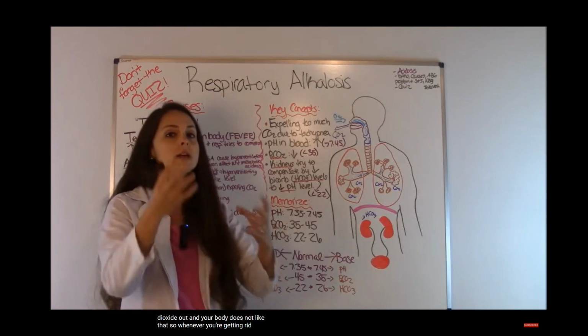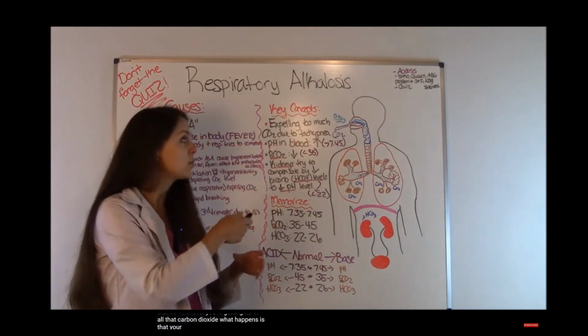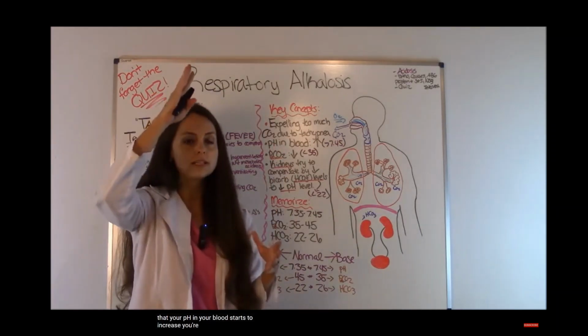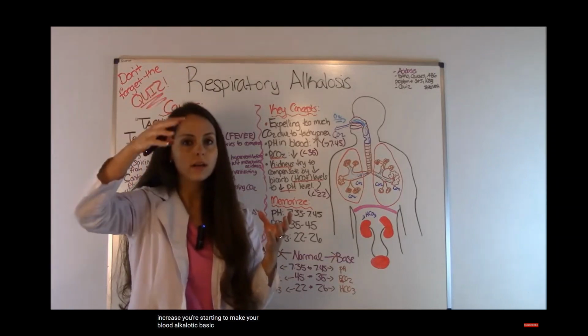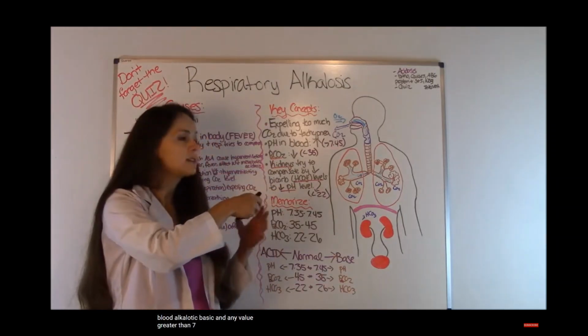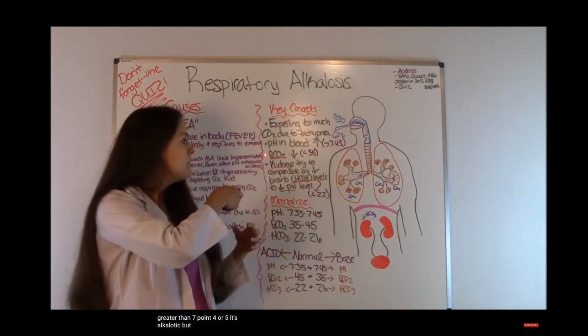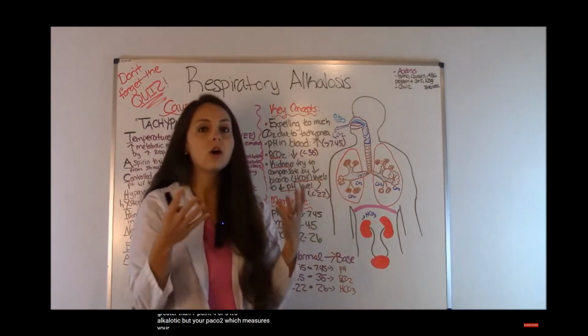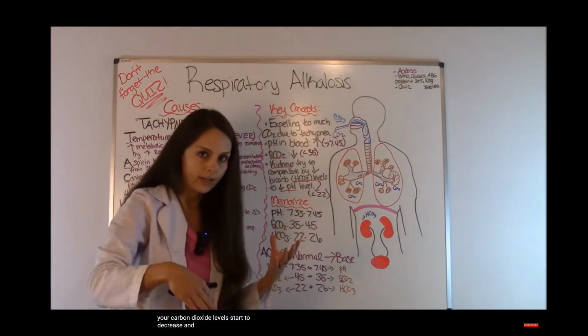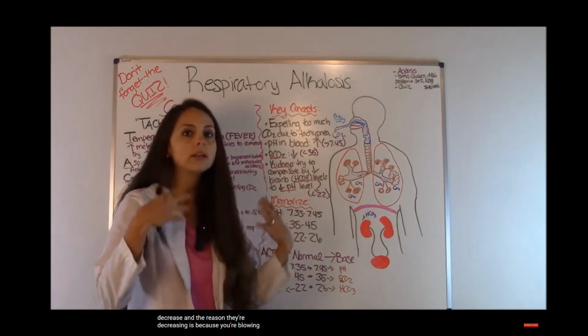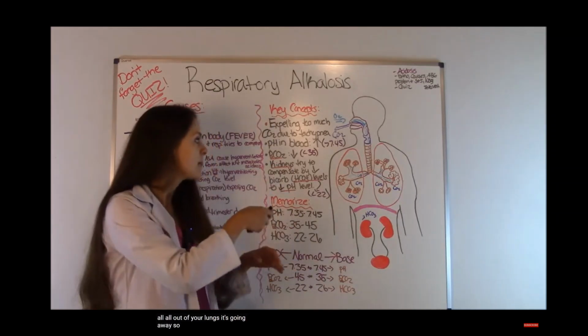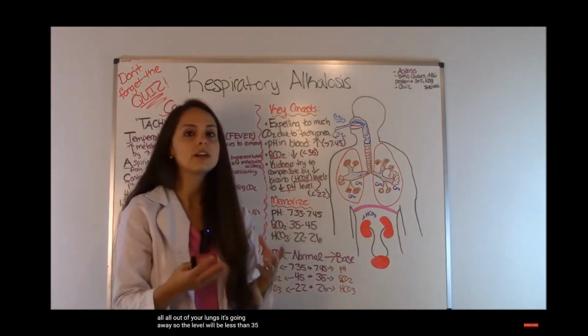Whenever you're getting rid of all that carbon dioxide, your pH in your blood starts to increase. You're starting to make your blood alkalotic, basic. Any value greater than 7.45 is alkalotic. But your PaCO2, which measures your carbon dioxide levels, starts to decrease, and the reason is that you're blowing it all out of your lungs. It's going away, so the level will be less than 35.